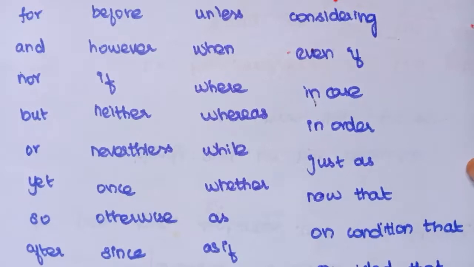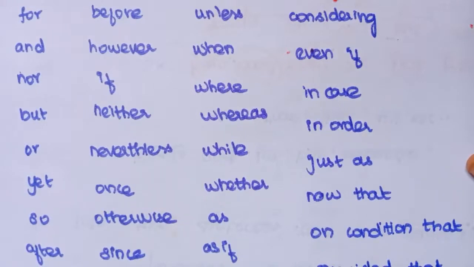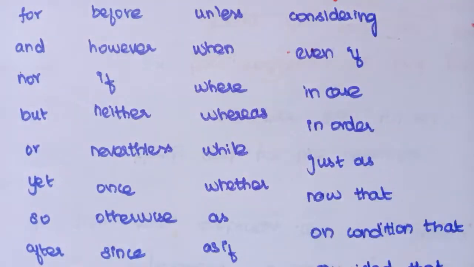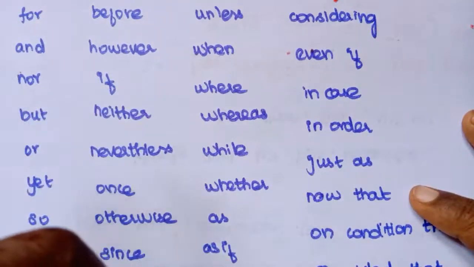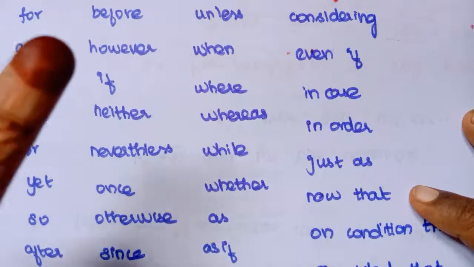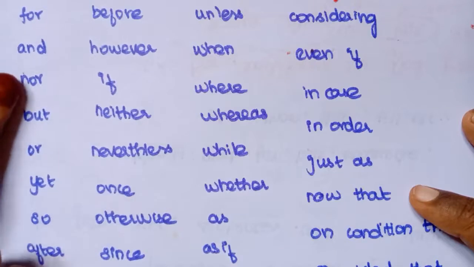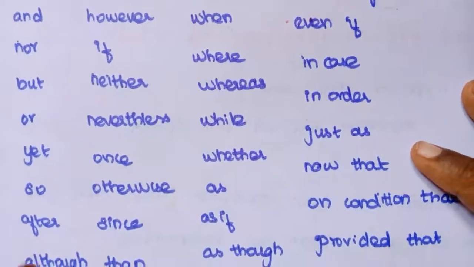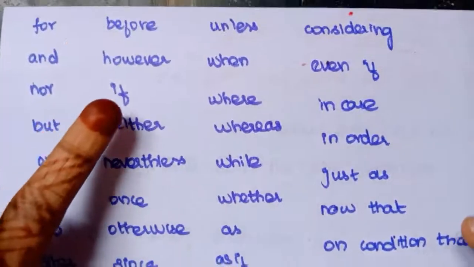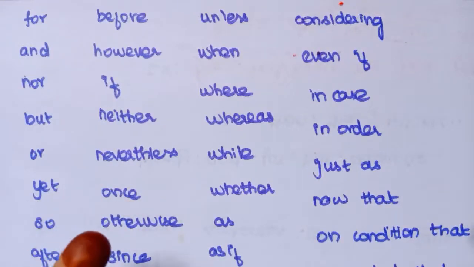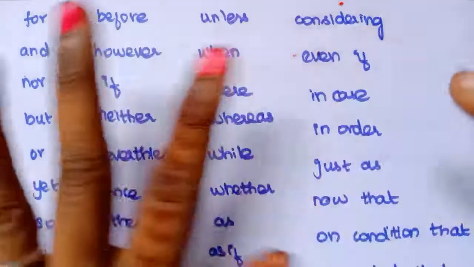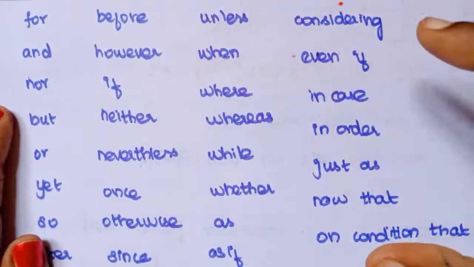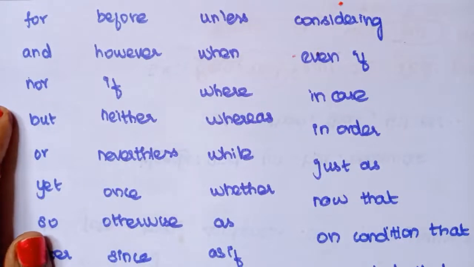These are a few of the conjunction words that I have seen in some of the books. If you want, you can make a note of these words, so it will be useful to you. I'll just say what words are written here: for, and, nor, but, or, yet, so, after, although, before, however, if, neither, nevertheless, once, otherwise, since. There are so many words written here. These are some of the conjunction words that I have seen in some of the books.